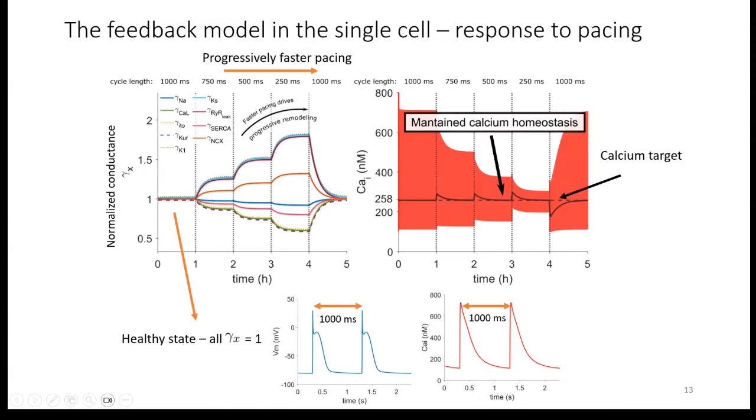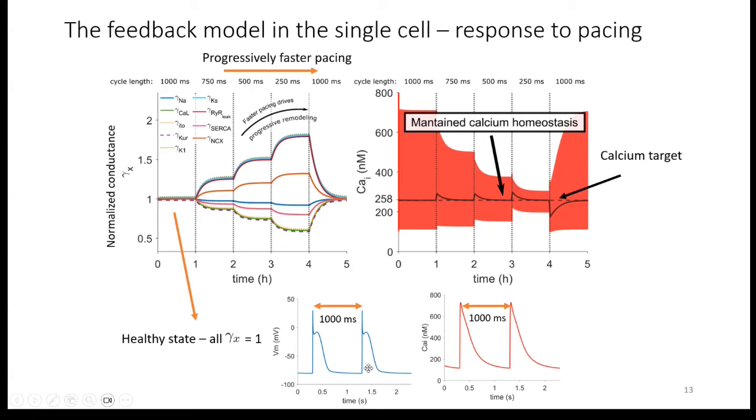So this is kind of the first results of the model. You're just going to have a single cell at first. I want to see how it responds to pacing. So the baseline of the model is that all of these gammas, so all of the scaling factors for the different currents, start at 1. And we chose the calcium target such that at 1,000 millisecond pacing, that's equivalent to 60 beats per minute, you have all of them stay at baseline. So that's basically your healthy state, your regular human heartbeat, maintaining the tissue within normal parameters.